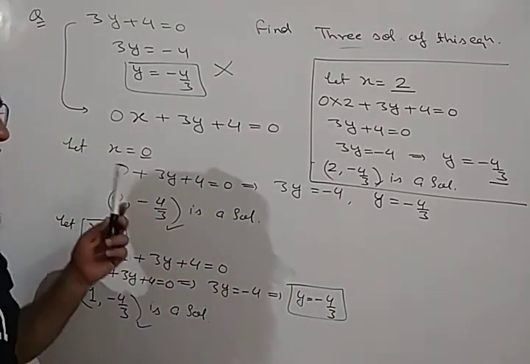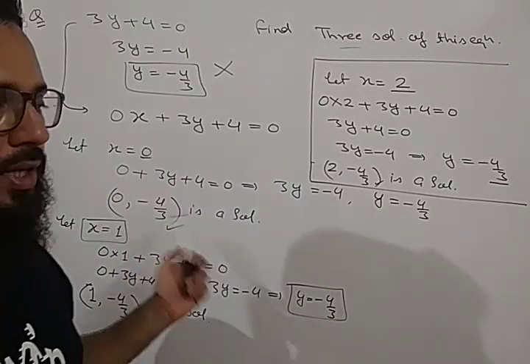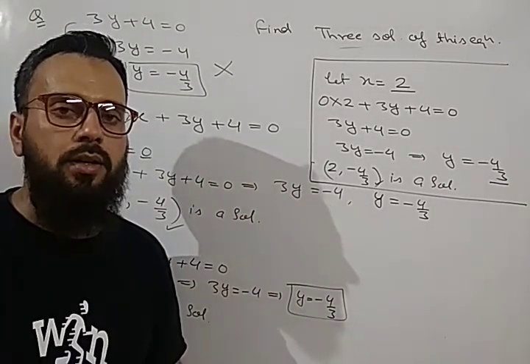Then you will solve it as we have solved all the questions. Put the values of x and you will get the values of y. Then write the ordered pair. That will be the solution. Okay. So note it down.